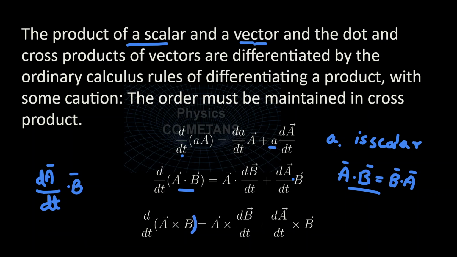Now next is the cross product. Here we have to take some caution because we have seen that A cross B is not equal to B cross A, but rather it picks up a negative sign.